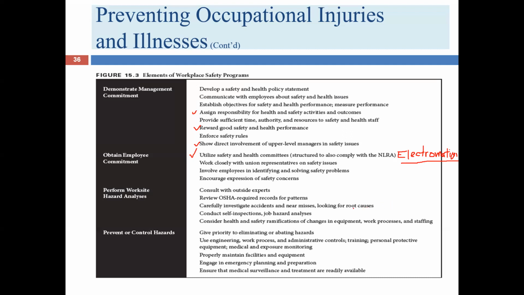Obviously, if there's a union in place, then the union needs to be very involved in safety matters. And usually the union wants to be very involved in safety matters. And this is an area that, since it's a win-win, both the union and the company should be able to present a united front in.